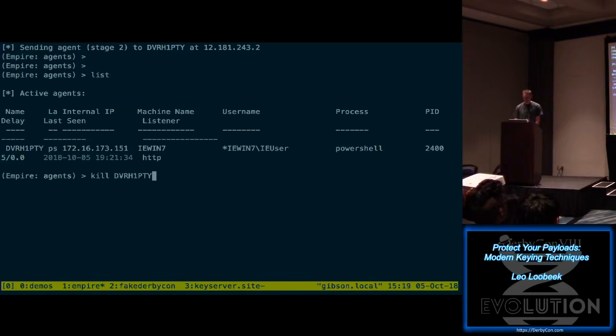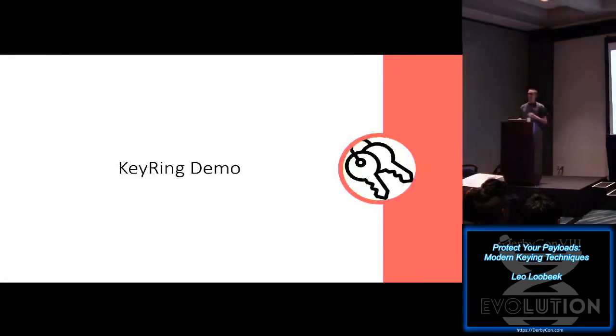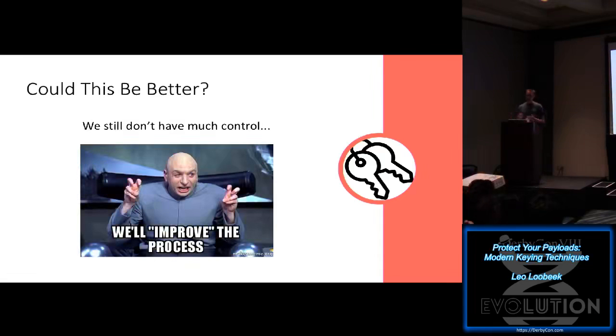Cool. So our Empire agent did end up executing and calling back. I'll just go ahead and kill it here. All right, so a really simple example. I just wanted to show how easy it is to throw in a custom keying function that the current toolkit doesn't support. Hopefully you can get creative and come up with whatever keying you want.